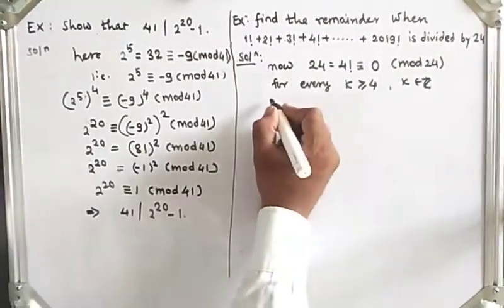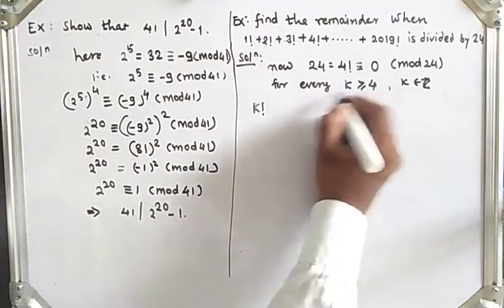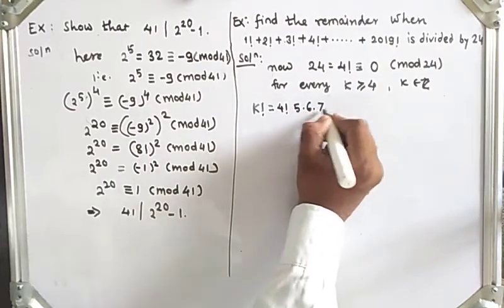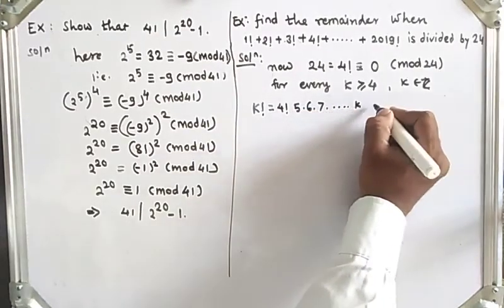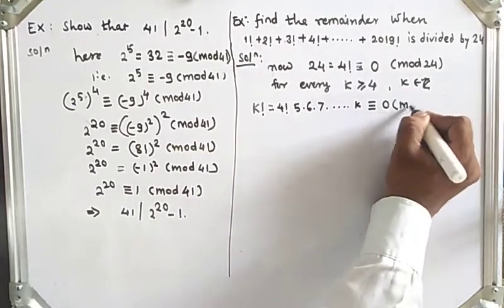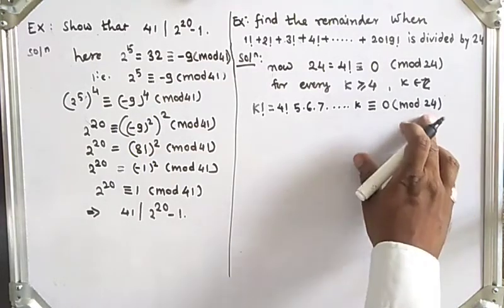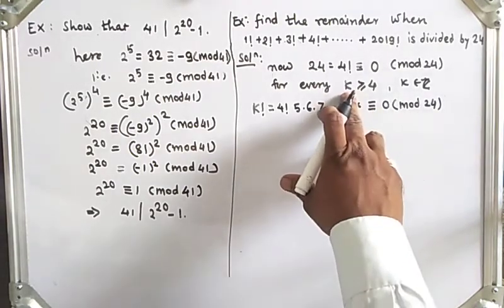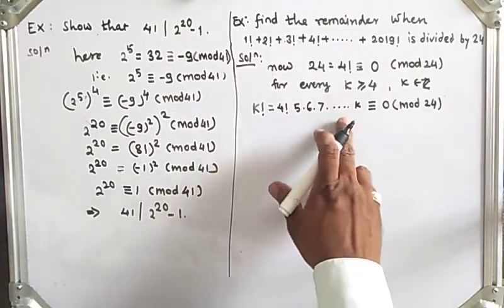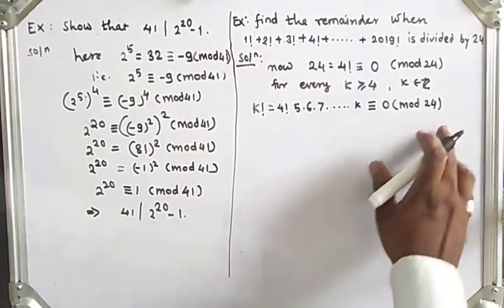So what is k factorial? For every k greater than or equal to 4, k factorial is equal to 4 factorial into 5 into 6 into 7 and so on up to k, which is congruent to 0, meaning this number is always congruent to 0 when divided by 24. So for every integer k greater than or equal to 4, it can be written as 4 factorial into 5 into 6 into 7 up to k, which is congruent to 0 when divided by 24.